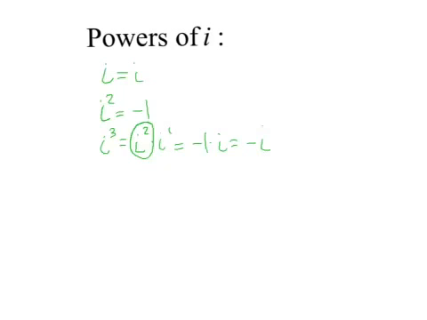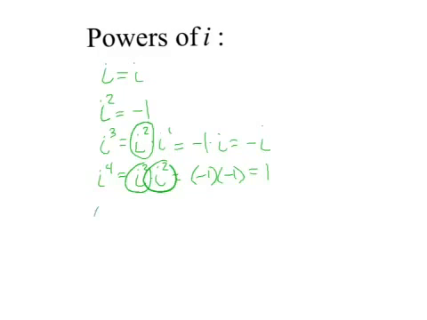Alright, what about i to the fourth? Well, I can split that up into i squared times i squared. I do that because I know that i squared is negative 1, so this first one is going to be negative 1, and the second one is going to be negative 1, and negative 1 times negative 1 is 1. So what's really cool about this is that i to the fourth is 1.